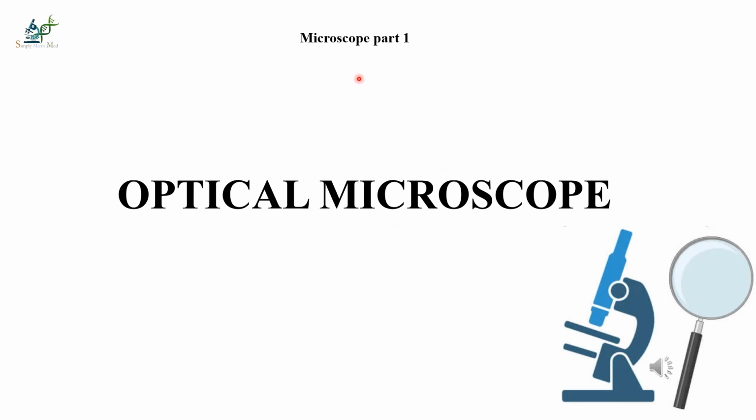Welcome to Microscope chapter part 1, Optical Microscope. In this chapter, we will cover the basic concept of microscopy and discuss various types of microscope including simple microscope, compound microscope, dark-field microscope, phase contrast microscope, and fluorescent microscope, and also explain their fundamental working principle and functions.